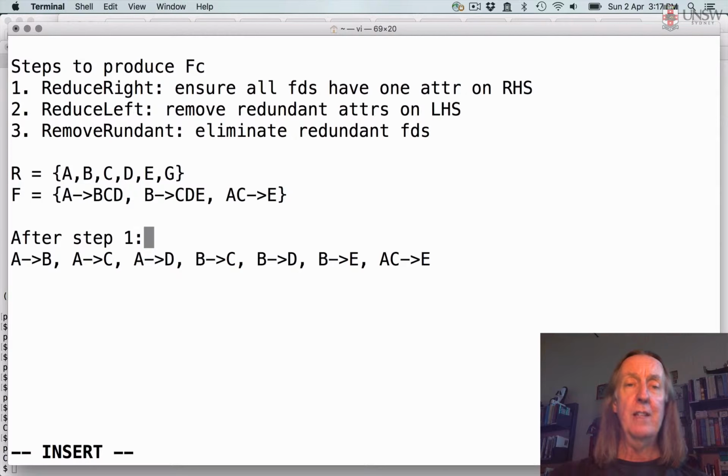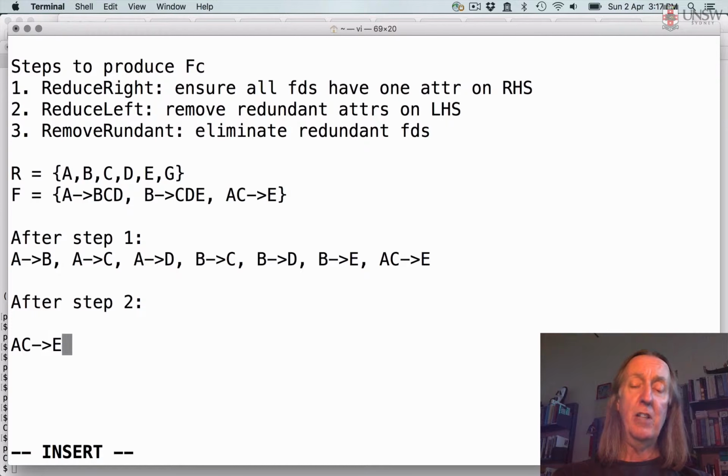Okay, the next thing to look at is, are there any redundant attributes on the left hand side? Now, any functional dependency that has only a single attribute on the left hand side can't have redundant attributes on the left hand side, because if you remove the single attribute, the functional dependency goes away. So the only functional dependency we really need to consider here is A, C determines E. And what we're looking for is, if we remove either of those attributes, do we still have effectively the same set of dependencies?